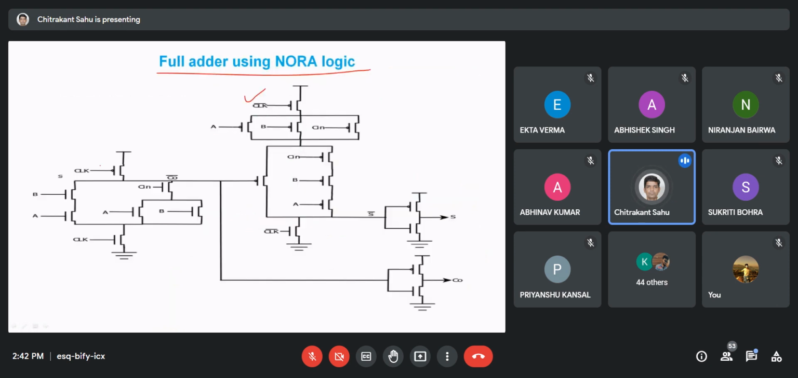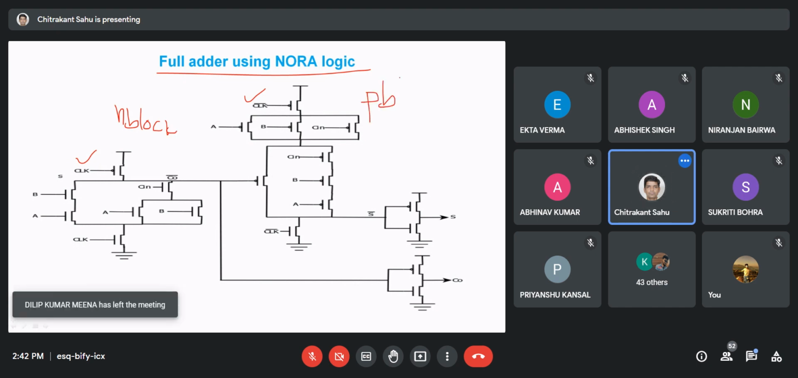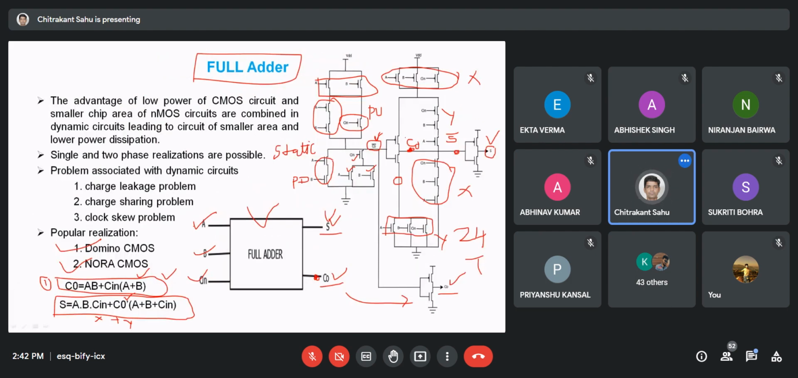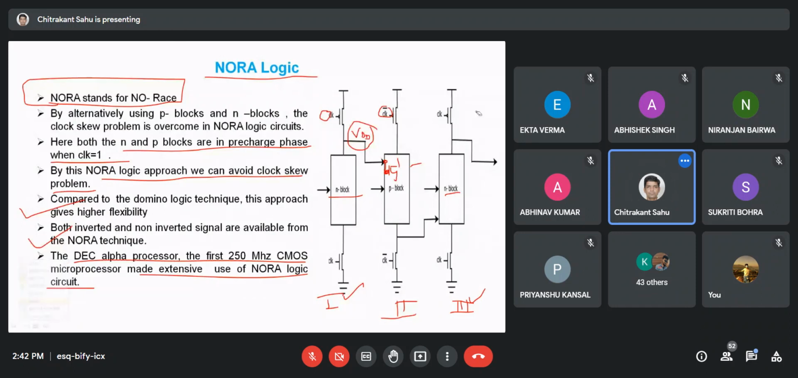Right? We have the clock here, clock bar. This is the clock. I can say this is the N block logic, and this is called the P block, right? I am just correlating. I am making this kind of circuit, the full adder using these two blocks, first and second stage. The first stage will be based on the NMOS network, and the second stage will be based on the PMOS network. So exactly this will be there, and the output of this will be claimed as sum or carry.